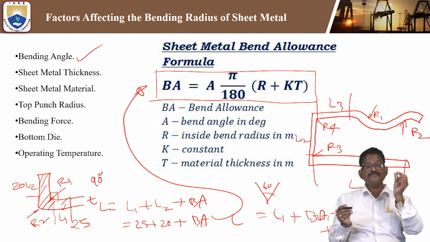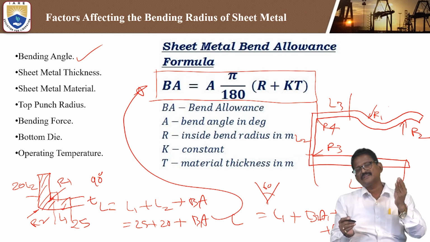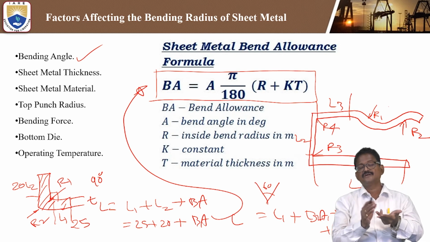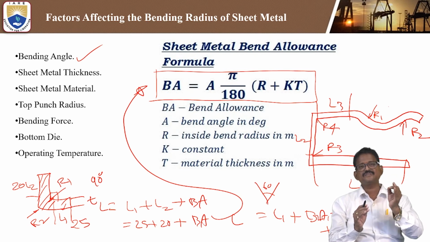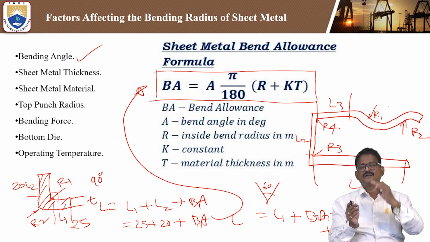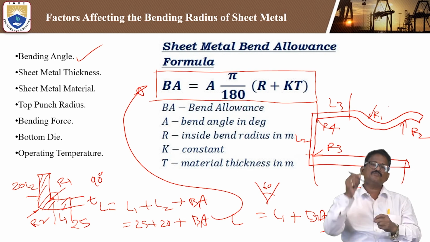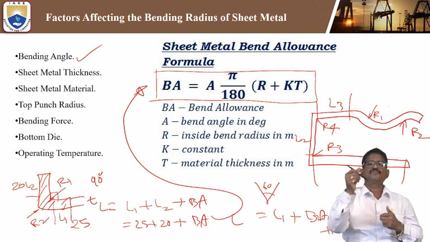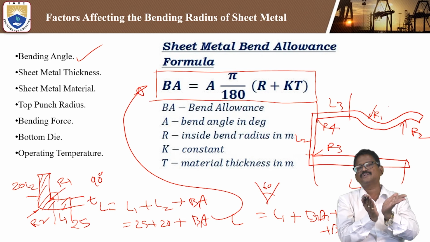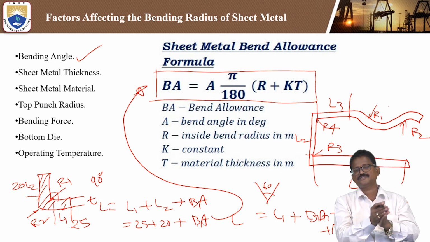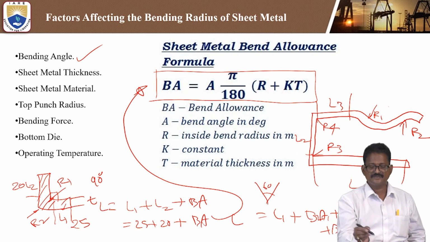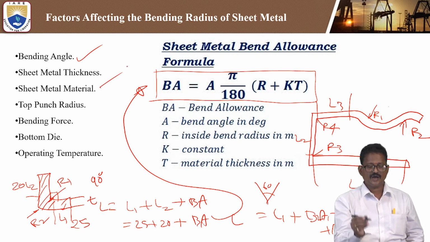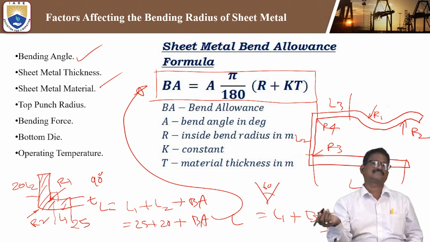And sheet metal material. Generally the material is either a ferrous or non-ferrous material, or a ceramic or plastic material. Depending upon the material, a certain amount of pressure or force is required to form a single V shape, channel shape, L shape or T shape. Another important factor is the top punch radius, that is, the punch inner radius and external radius.